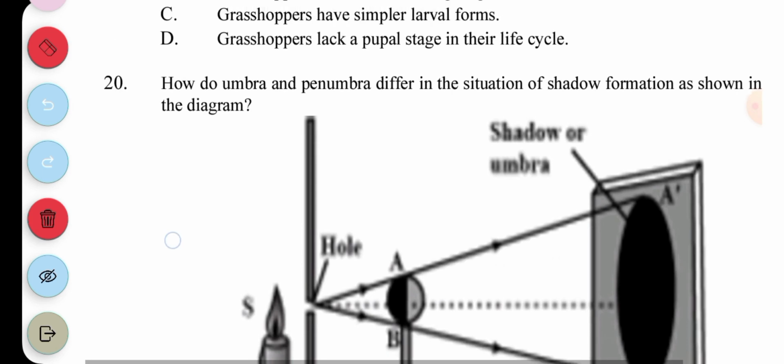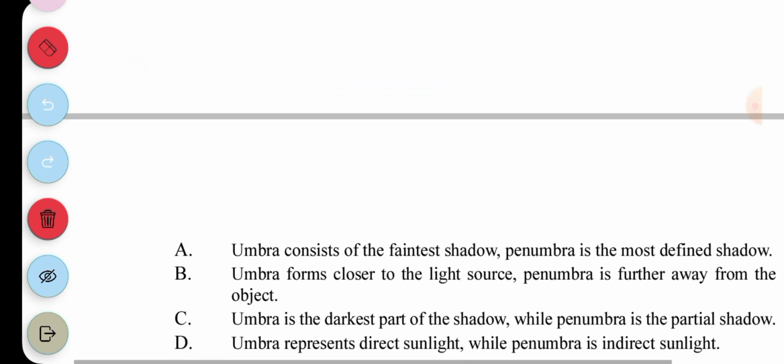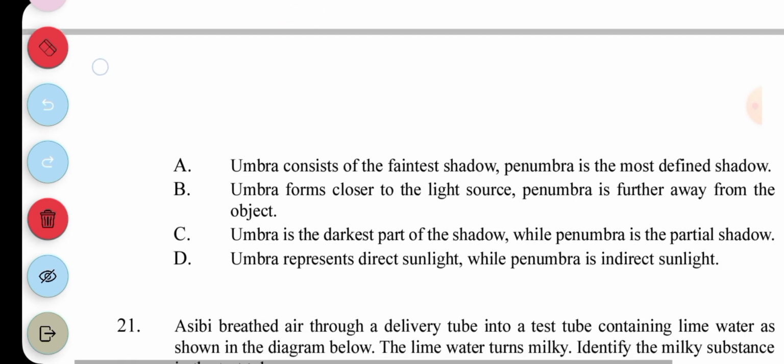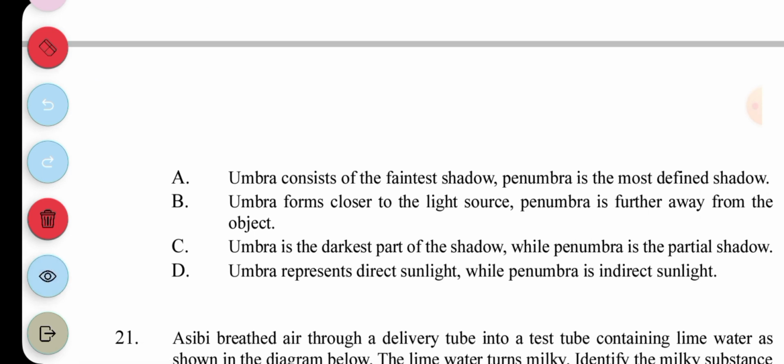So let's look at it again. The answer to question 20 is C. Umbra is the darkest part of the shadow, while penumbra is a partial shadow.